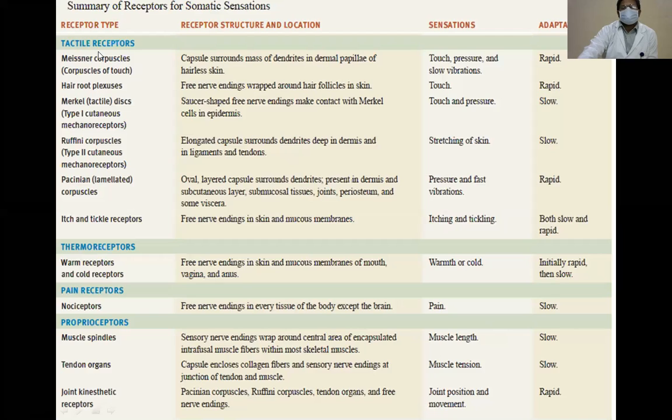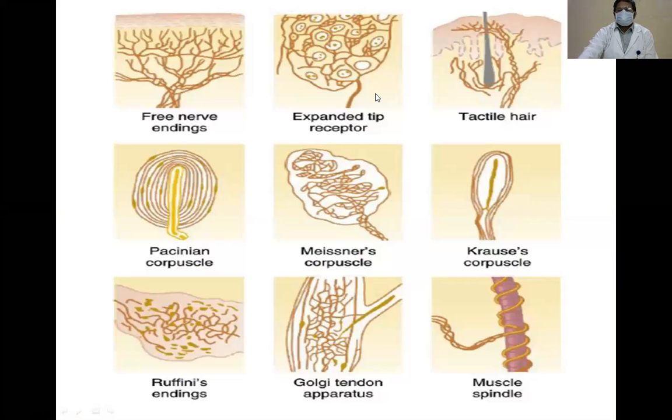The tactile receptors include the Meissner's corpuscles, the hair receptors, the Merkel's discs, the free nerve endings and Pacinian corpuscles, and each and every receptor. Thermoreceptors are the warm and the cold, and pain receptors are the nociceptors. And next, the proprioceptors: the muscle spindle, the organs and the joint receptors are the examples. These are the appropriate sensation functions.